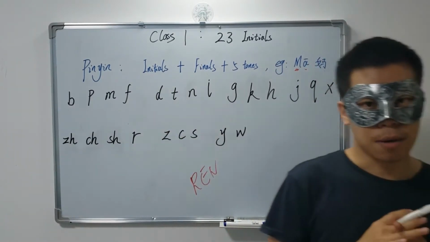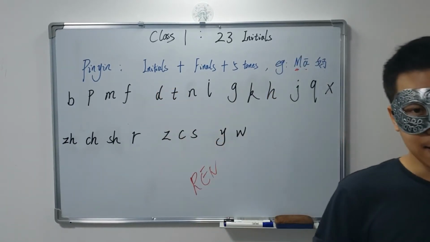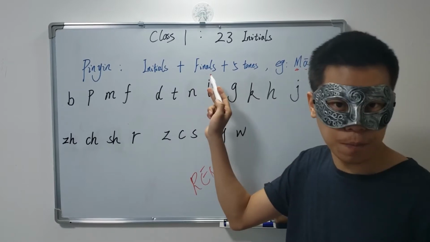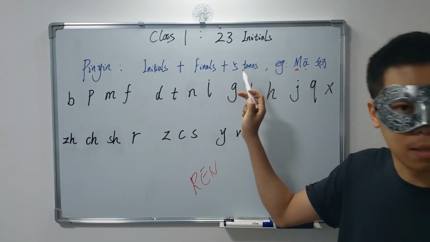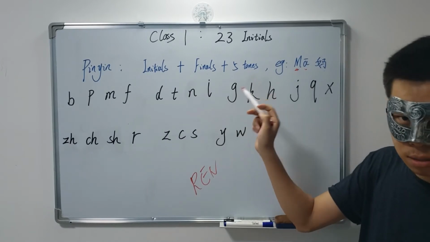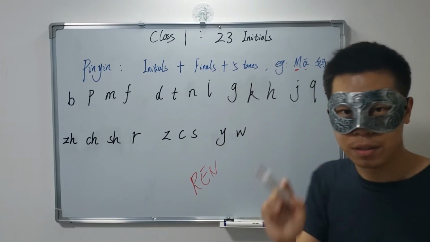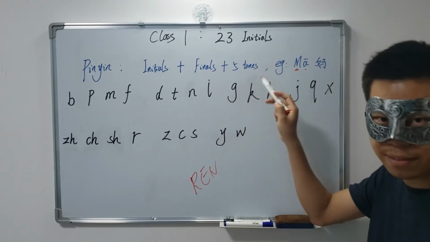The pinyin is combined by three parts. The first part is initials. Then it is the finals. Then the last part is the five tones. The Chinese character has 5 tones. I mean, each one has only 1 tone, but in pinyin, it has 5 tones.